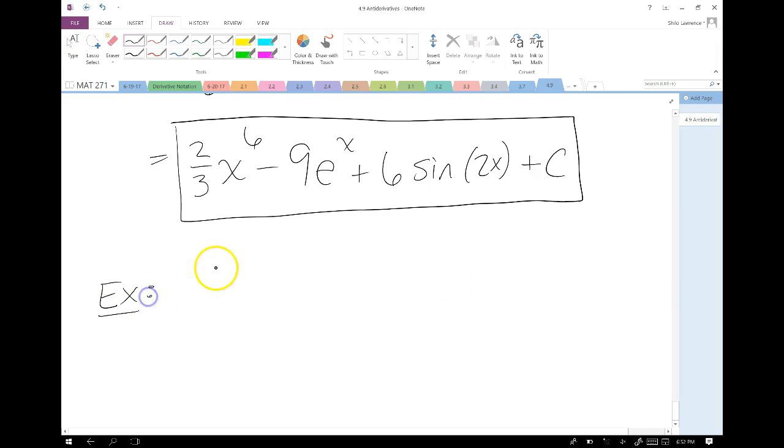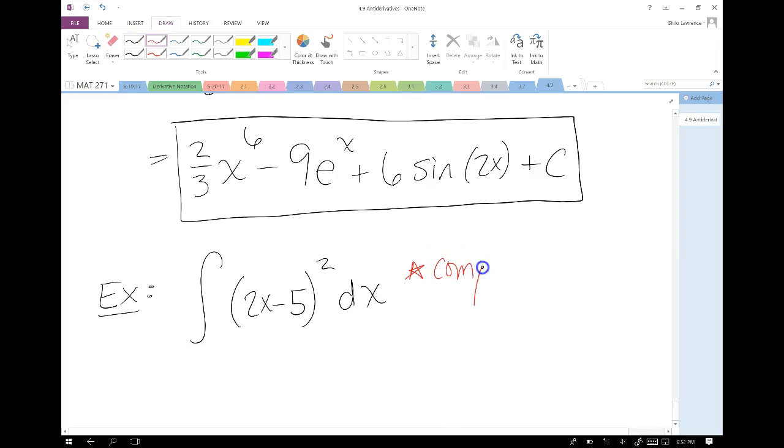So, for example, if you were asked to find the antiderivative of (2x minus 5) squared, now that is not written out term by term because I've got a square on the outside. That is a composite function. We've not talked yet on how to find the antiderivative of a composite function, and that doesn't mean you can't do it. For right now, that means we need to fix this. So think back to algebra. We can easily fix that.